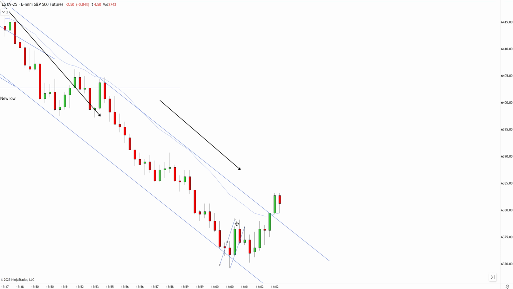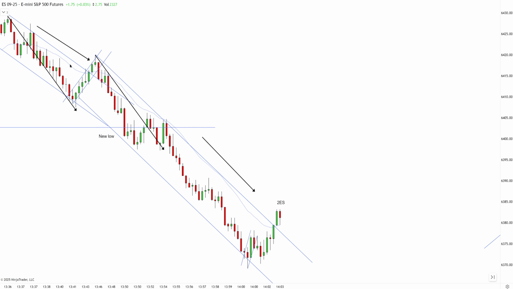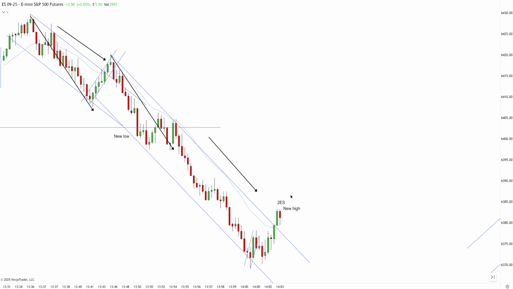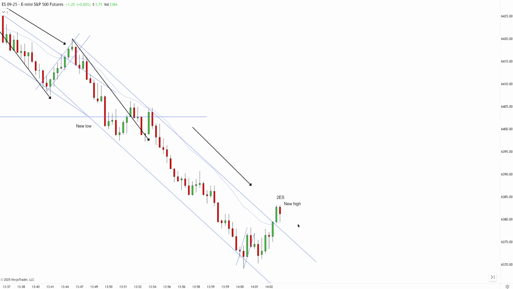We have a second entry short, but it's above EMA as an inside bar. So I cannot go short here, the uptrend played out. But we're already anticipating some setup below EMA, just like here. I want to see a lower high below EMA, or a second entry long to test the new extreme.